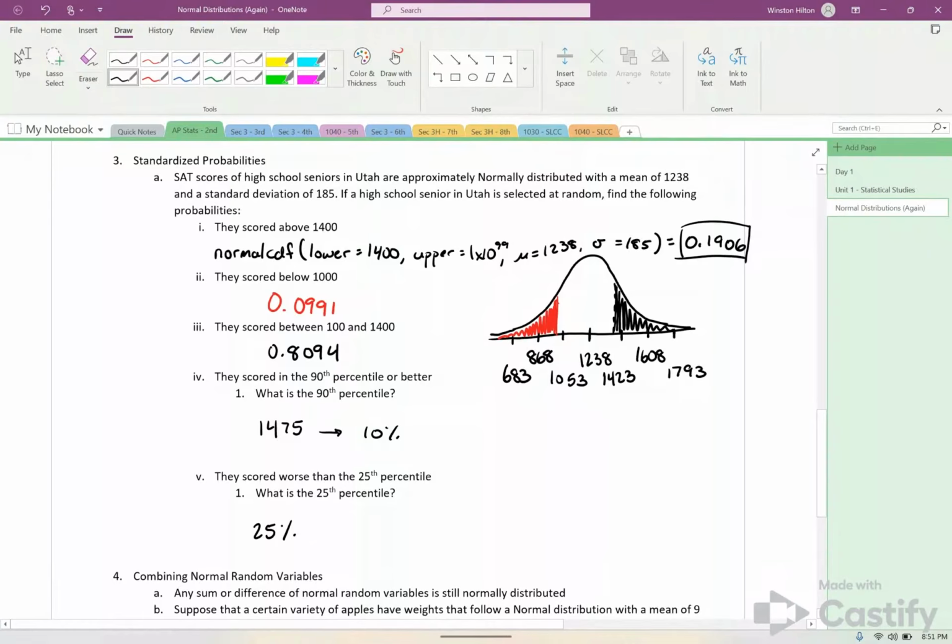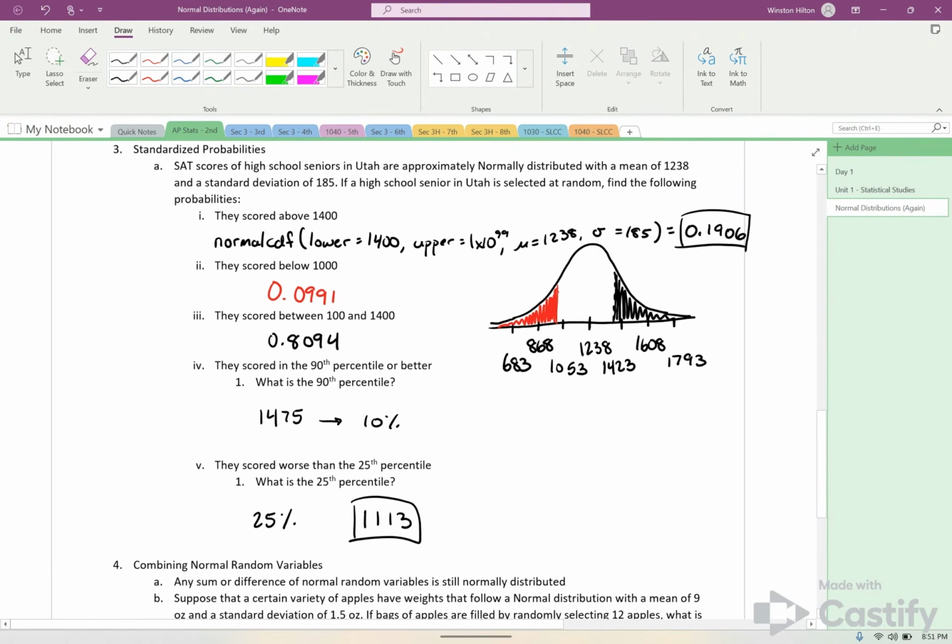Sorry, 0.25, 1238, 185. So the 25th percentile is a score of 1,113. All right.